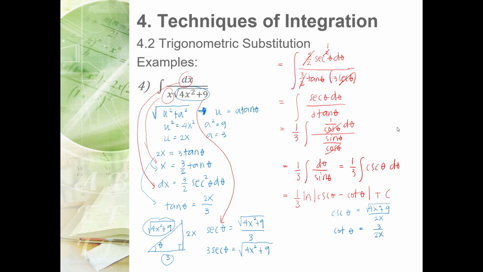So final answer would be, so I'm just going to group together the answer. Okay, there's no more space. 1/3 ln of the square root of 4x squared plus 9 and then minus 3 all over 2x, plus c. So that would be the final answer.